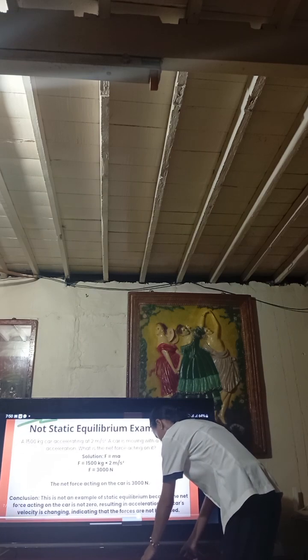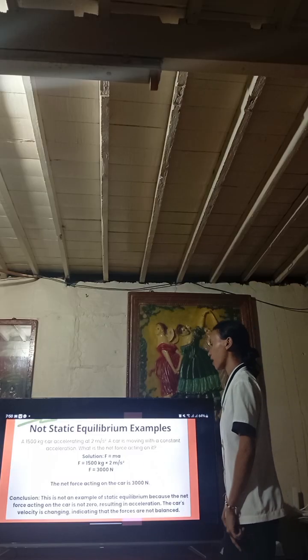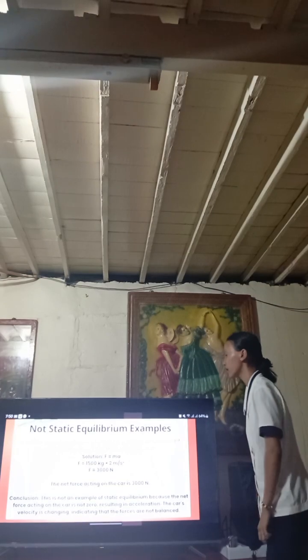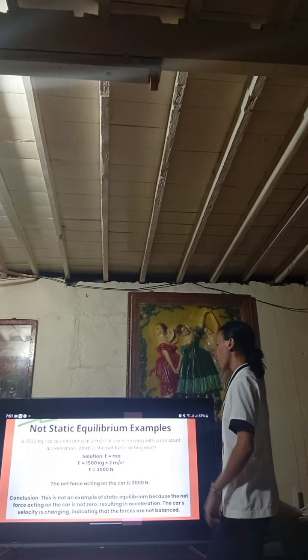So this is an example of not static equilibrium. An example of it: a 1,500 kilogram car accelerating at 2 meters per second squared. A car is moving with a constant acceleration. What is the net force acting on it?